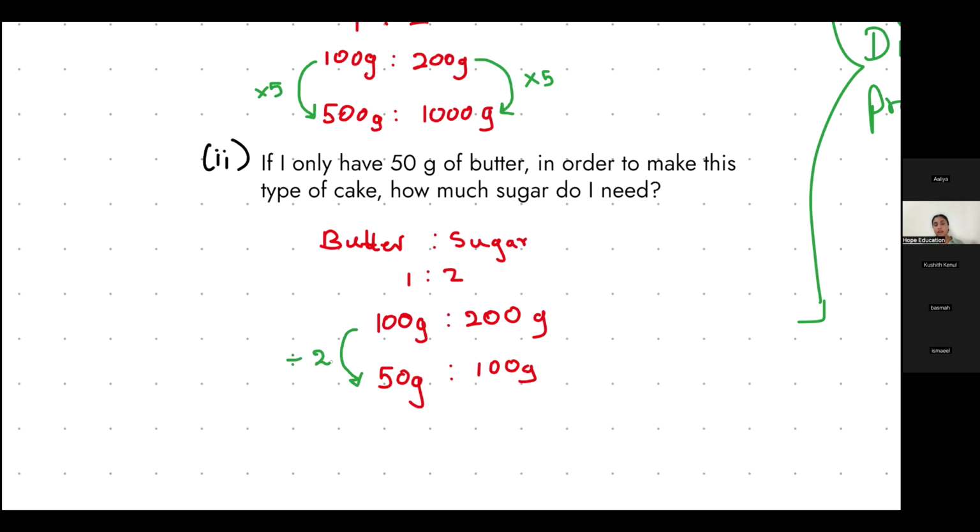So the sugar amount also decreases by the same ratio. So in direct proportions, when we have two quantities, these two quantities increase by the same ratio. Also, they decrease by the same ratio. This is direct proportions. Did you all understand that?